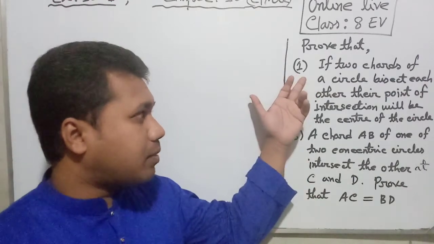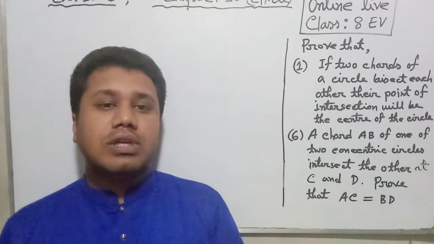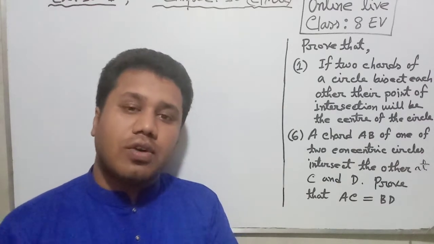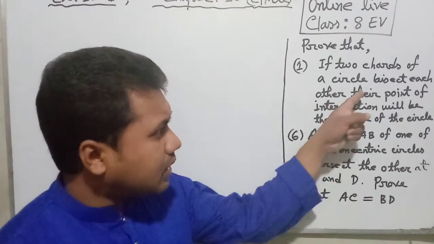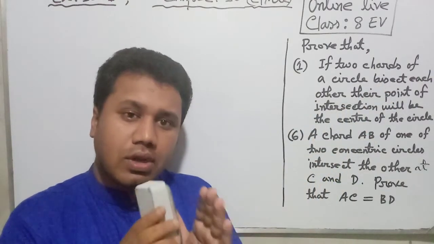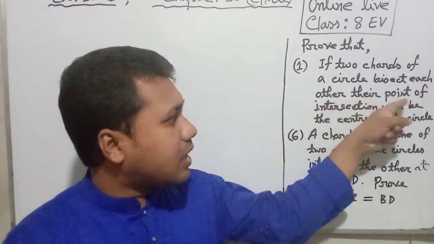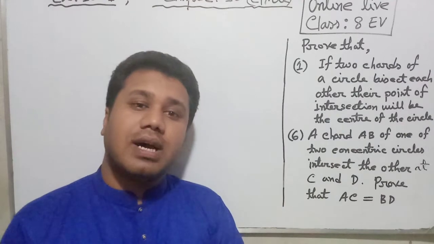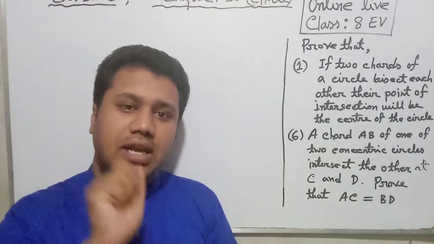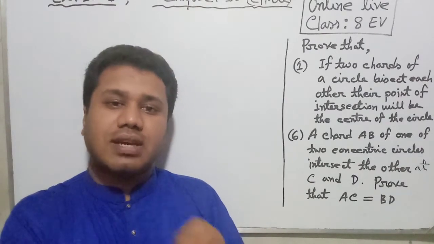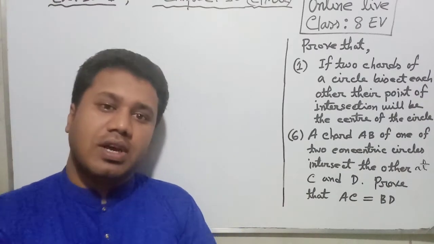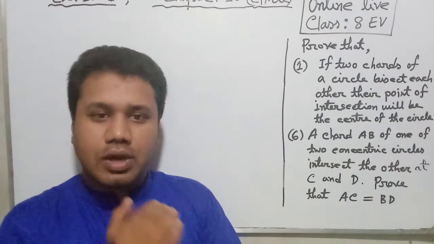So today we will solve problem number 1 and problem number 6 by using our theorem number 1. Now what does problem number 1 say? If two chords of a circle intersect and they bisect each other, bisect means two equal parts, then their point of intersection will be the center of the circle. That means if two chords intersect at a point and they also bisect each other, this intersecting point of the two chords will be the center. We have to prove that.